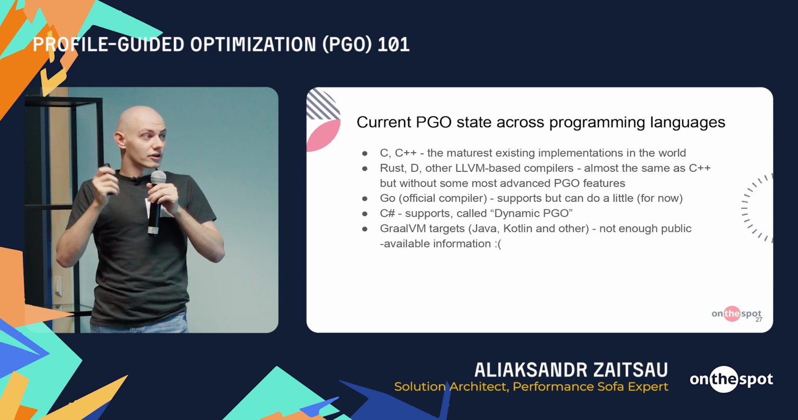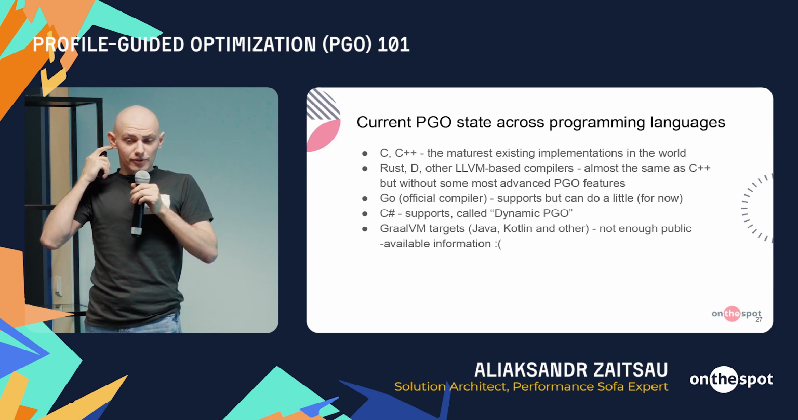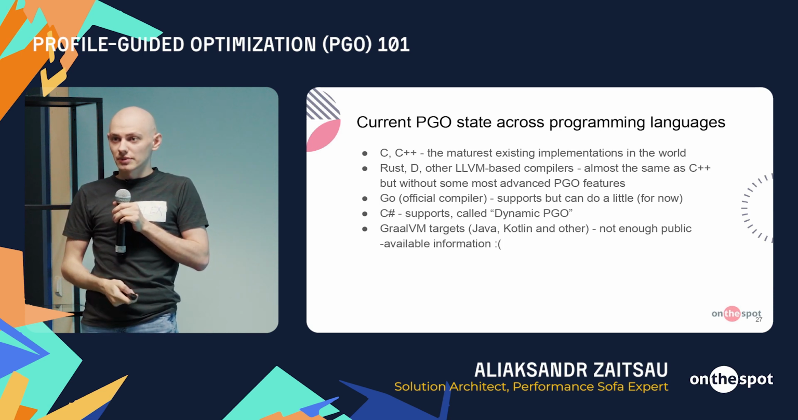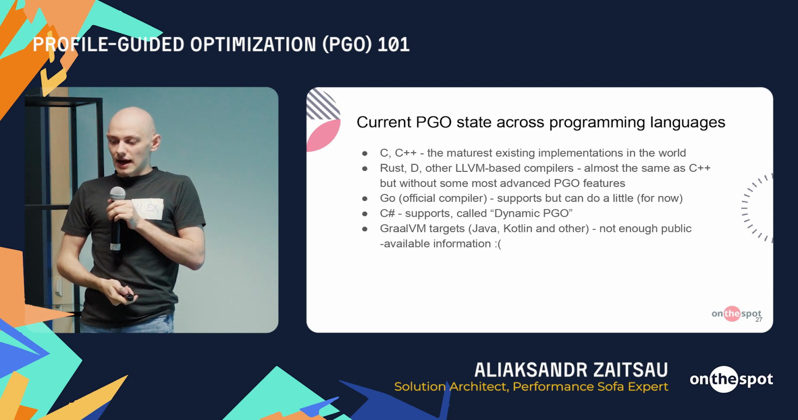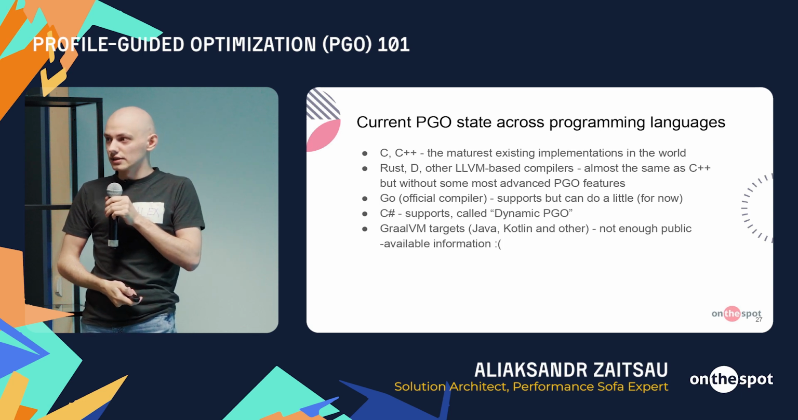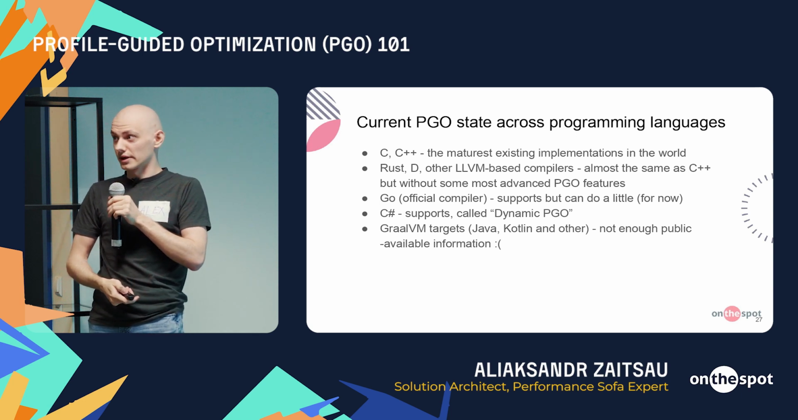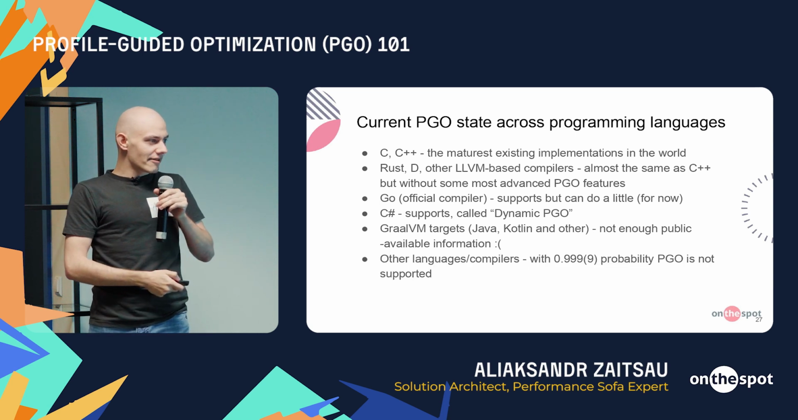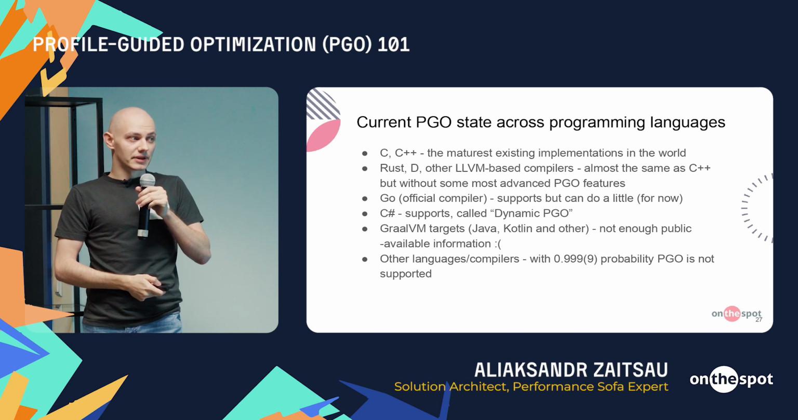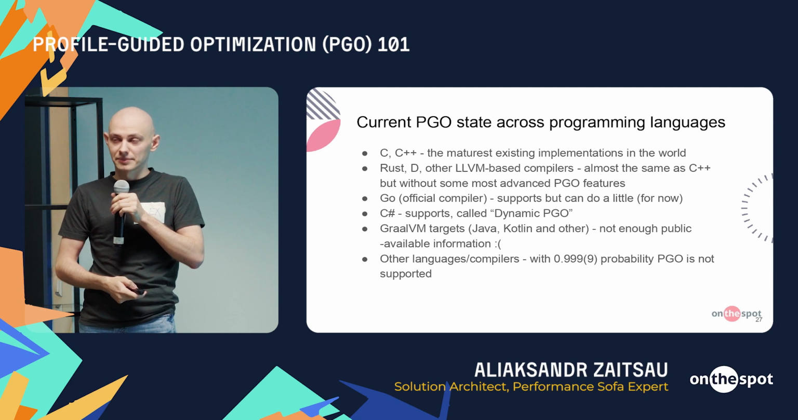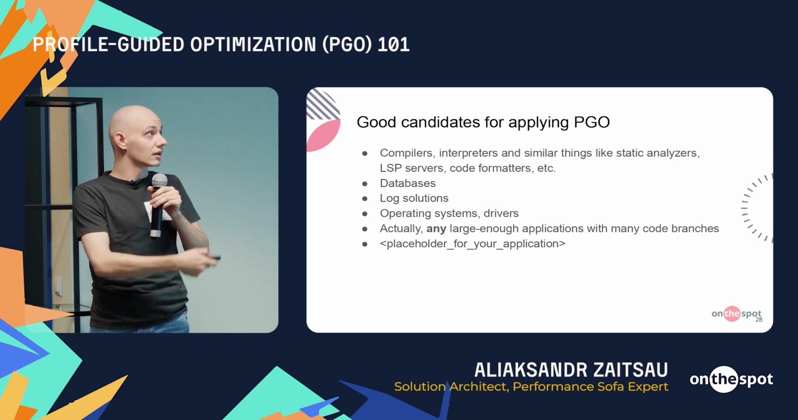GraalVM targets Java, Kotlin, and others. It supports PGO, but unfortunately, there is not enough publicly available information about PGO efficiency. I asked a lot of questions upstream about the GraalVM implementation, and one day they stopped answering my questions for some reason. And for other languages, with a huge probability, PGO will not be available, because implementing PGO in a compiler is a tough task, really, and it's a difficult problem.